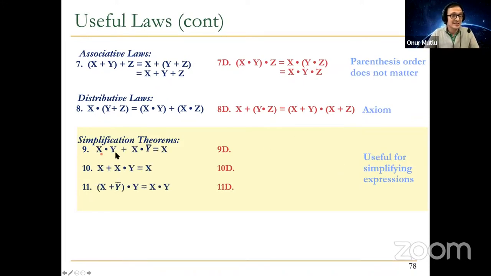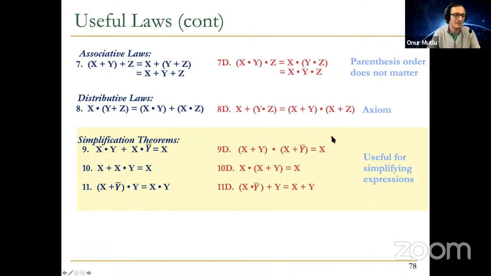So x dot y plus x dot y bar is equal to x, right? Because you can derive this by actually taking x out, and then this is basically the same as x dot y plus y bar, and y plus y bar is 1. As a result, you get x dot 1, which is equal to x, right? Hopefully that's obvious. This is very interesting. X plus x dot y is equal to x also, by doing another simplification like the Boolean algebra I mentioned. You can see this, but this is actually important because we see this in many, many circuits.